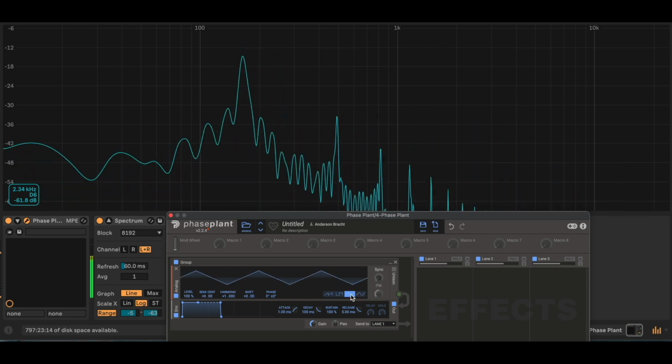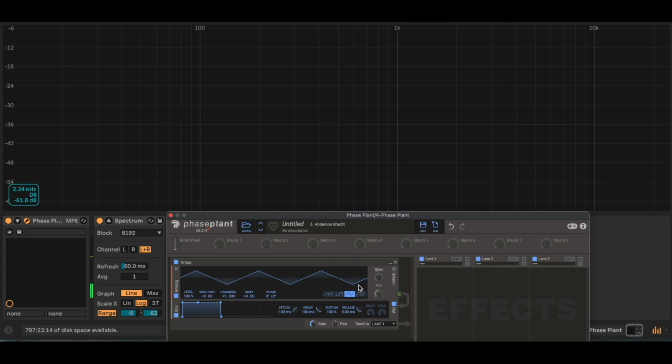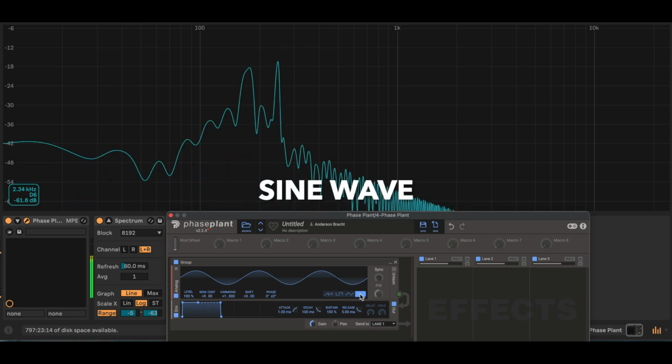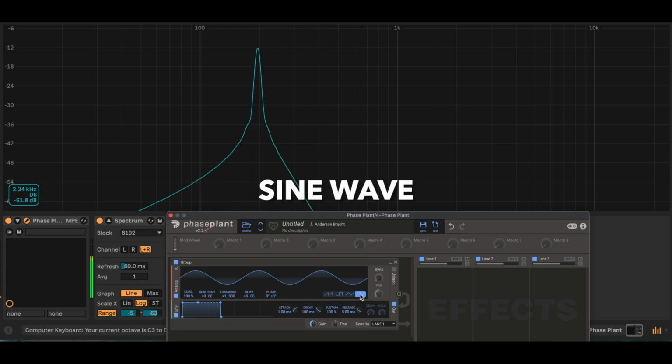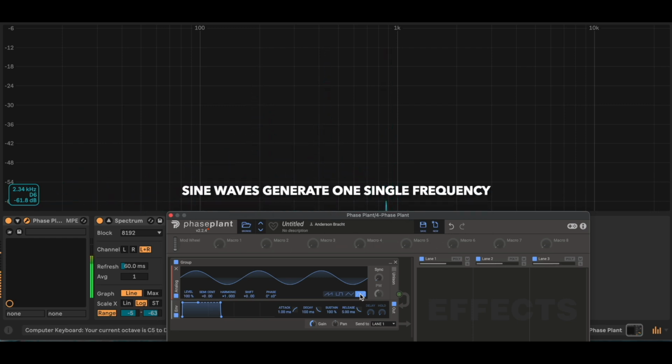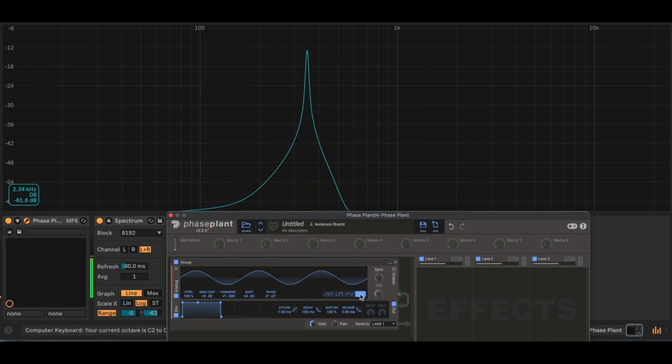The last oscillating waveform that you can choose with this oscillator is the sine wave. A perfectly smooth circular oscillating sine wave will generate one single frequency. If you analyze the sound in a spectrum analyzer, you will see just one peak. Where this peak is showing in the spectrum window is the frequency of this waveform. It is the frequency this waveform is oscillating at.